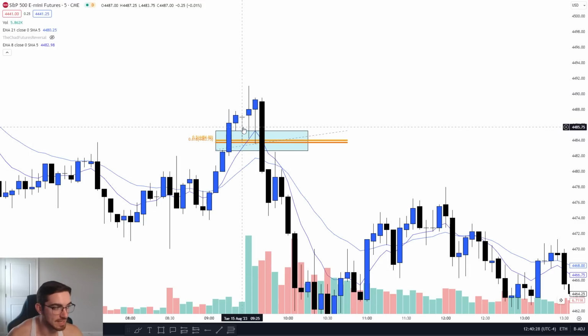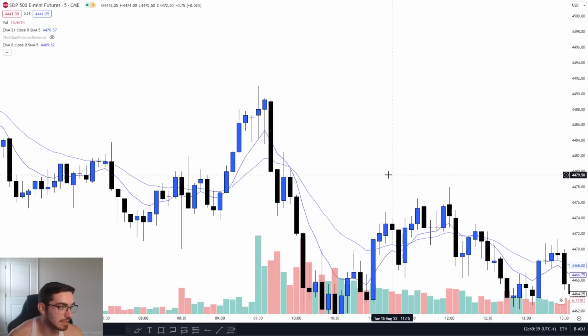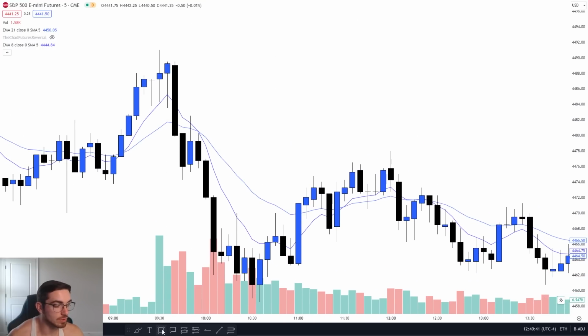So maybe you got the entry as it came outside of it. Maybe you got the entry right at the 50% retracement and your stop loss was right below here. Either way, you could have identified an entry for a nice scalp to the upside. Again, that's personally not a trade I would have taken, but here's another one right here that you could have traded to the downside because the market has been pretty weak.